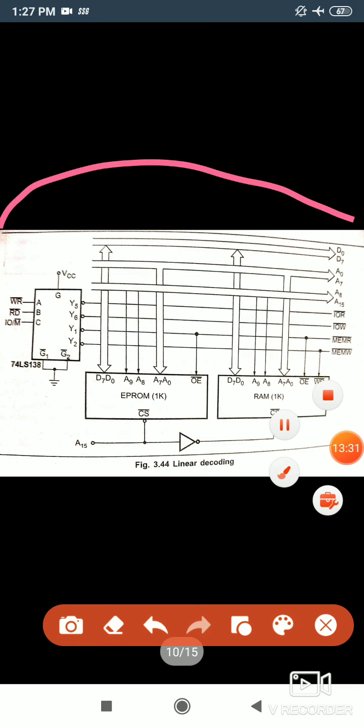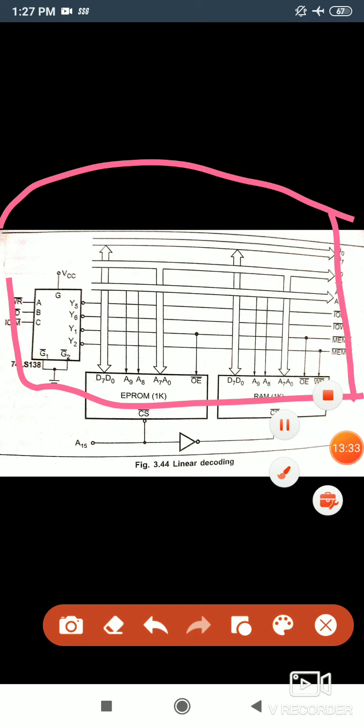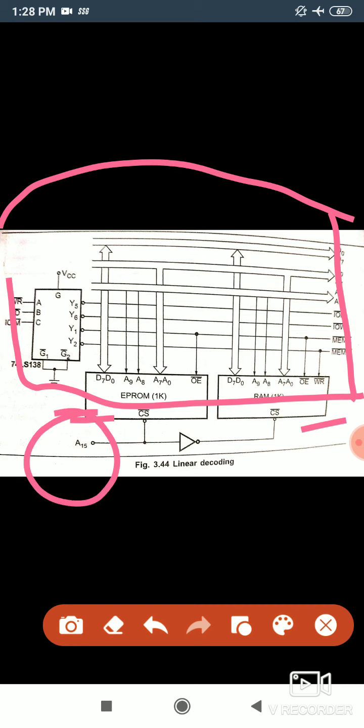Now I will explain the same with the help of partial decoding. In case of partial decoding, which is also known as linear decoding, we use the minimum number of address lines. Rather than using all the address lines, we use the minimum number. Now the whole interfacing is the same, but there is a difference in chip select. For selecting only 2 chips, we require 1 line. So this is your choice which line you have to use here.